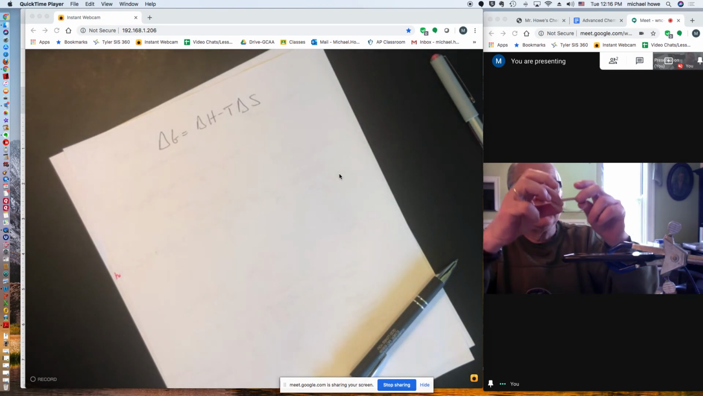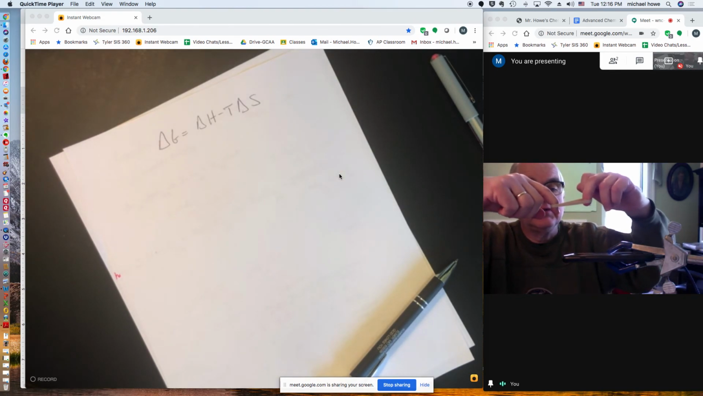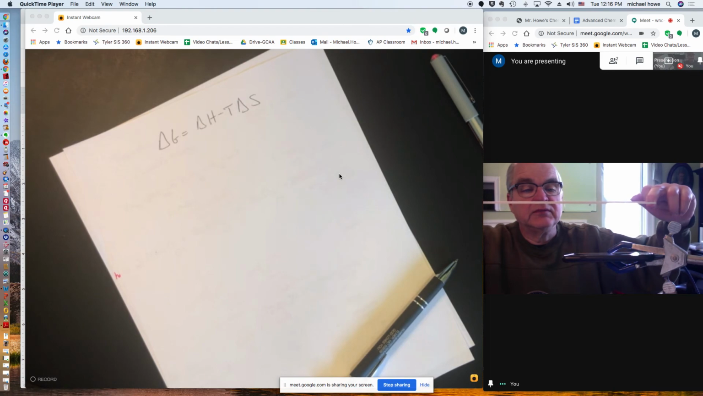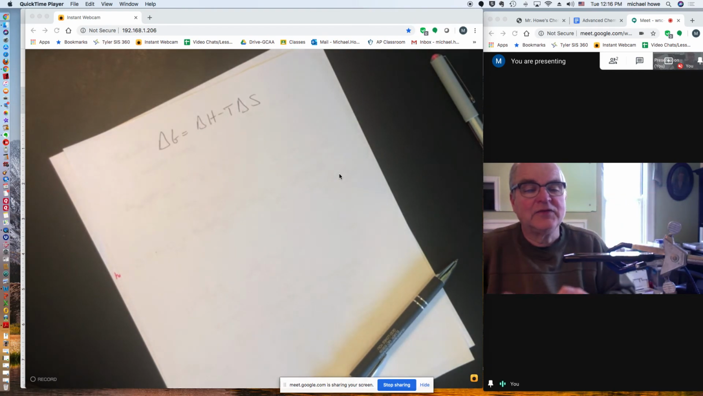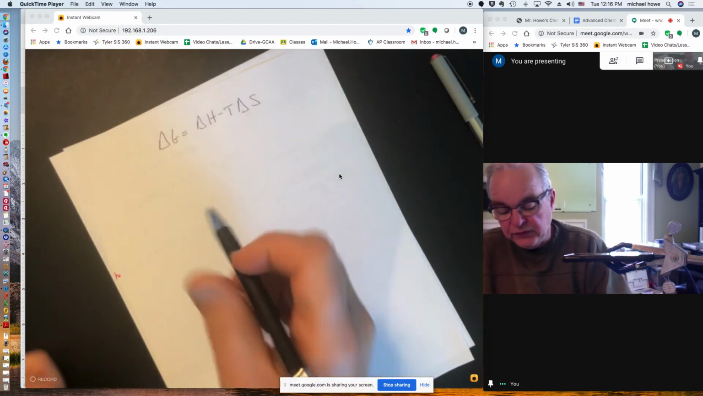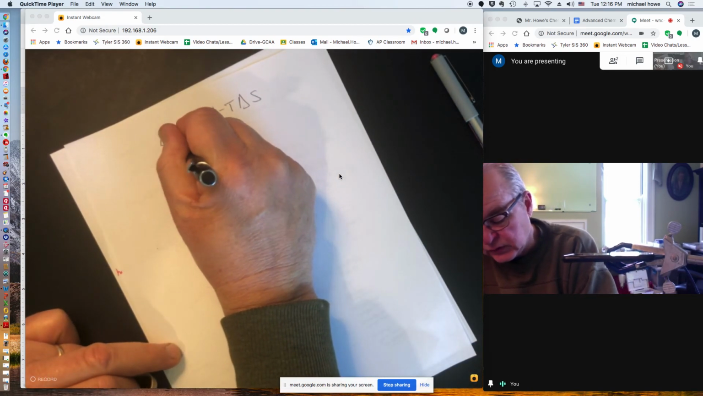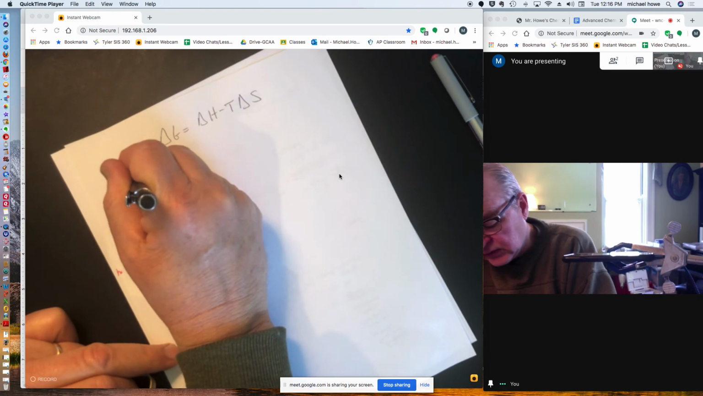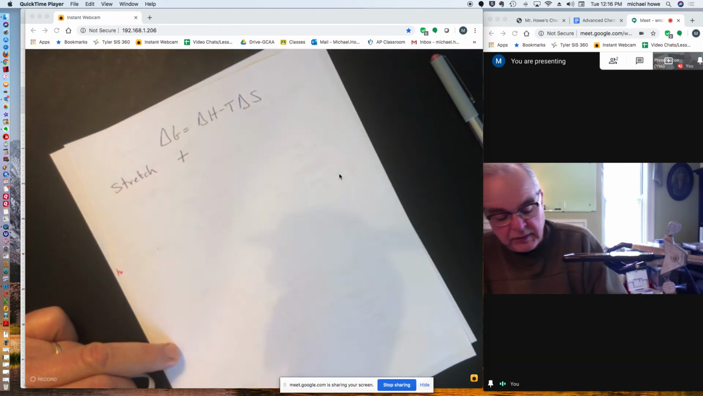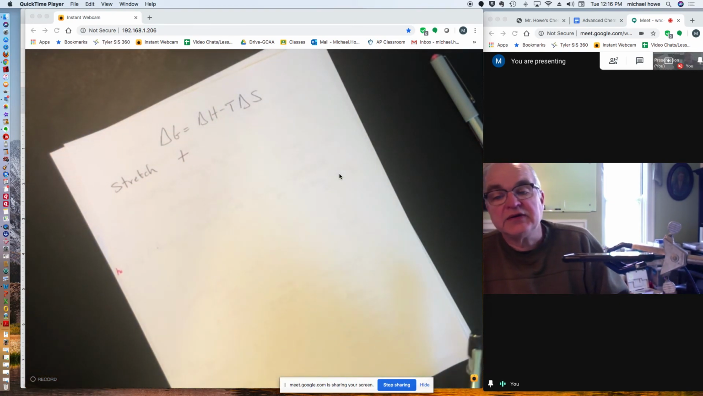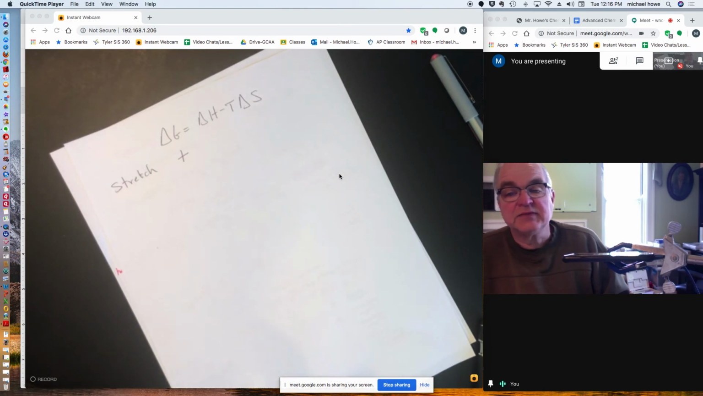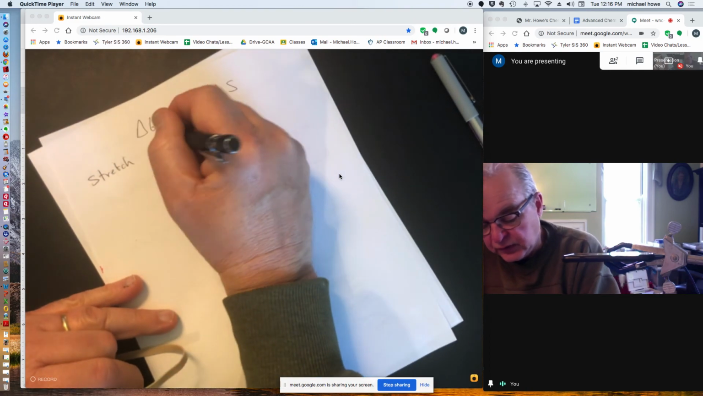So first, does the rubber band spontaneously go from this position to that position? Is that a spontaneous thing? And the answer to that, I think we all know, is no. So if that's not spontaneous, stretching the rubber band, all right, stretch here to remind us that we're talking about stretching the rubber band, the stretch would have a positive delta G. It's not spontaneous. Is it endothermic or exothermic?